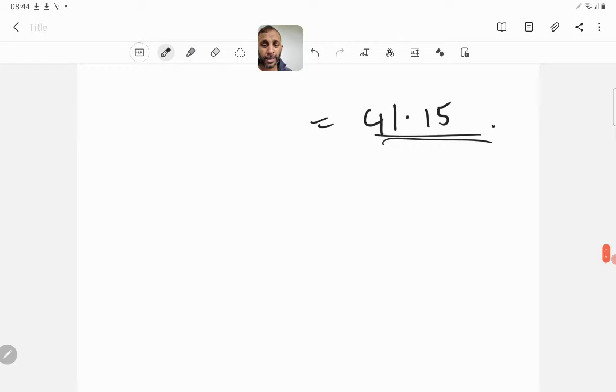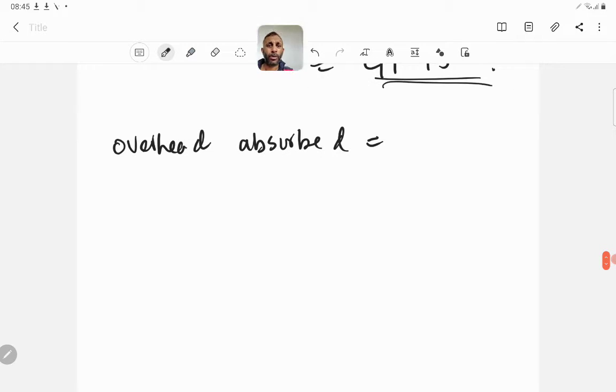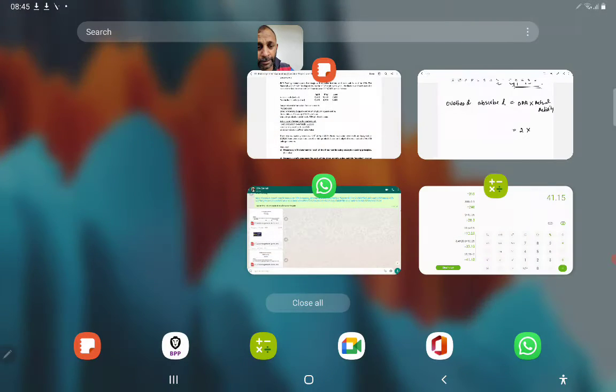Now we prepare the profit statement, but before then we can also do one more calculation. We need to calculate overhead absorbed. The equation for overhead absorbed is overhead absorption rate into actual activity. We know that the overhead absorption rate is 2. Then what is the actual activity? Let's find out.